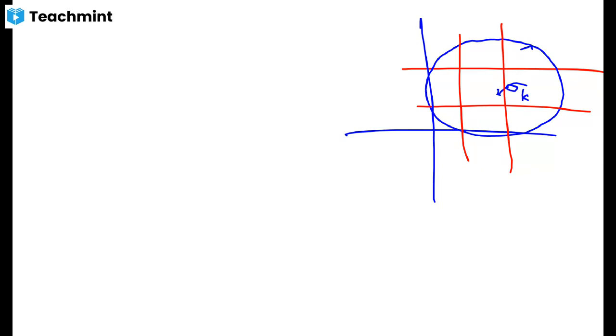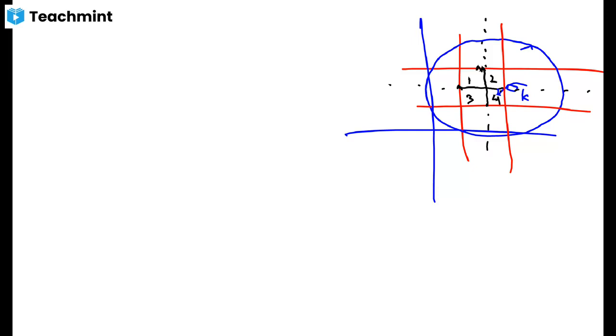Then again you have to divide this square into 4 other squares. Consider the midpoints of the sides of this square and join the opposite sides. Then you divide it into 4 squares. In that way, you get another set of squares. So sigma k is being divided into 4 squares: 1, 2, 3, and 4.